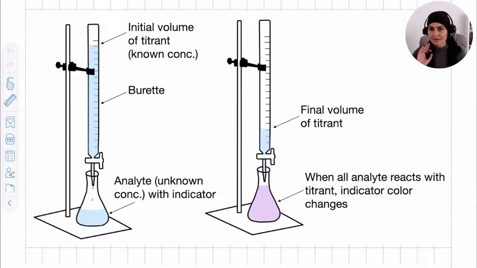Hello, hi everyone. In today's live stream, I will talk about titrations. This live stream works for both IB and A-level students.